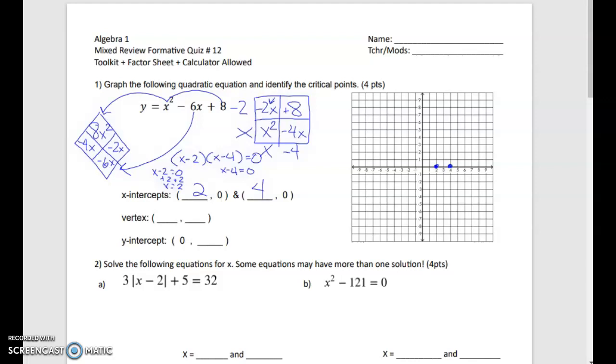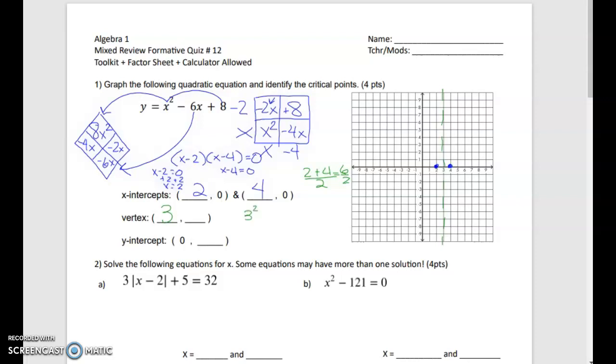Now that means for my vertex, I need the number that's exactly between 2 and 4. And that gives me an x value of 3. So my vertex is going to be somewhere on this line. How do I find my y value? I've got to plug it in.